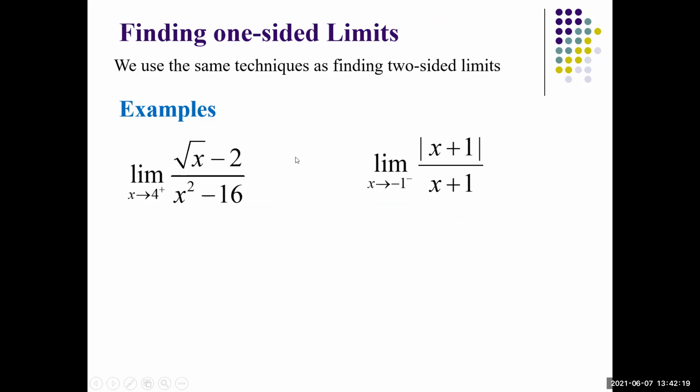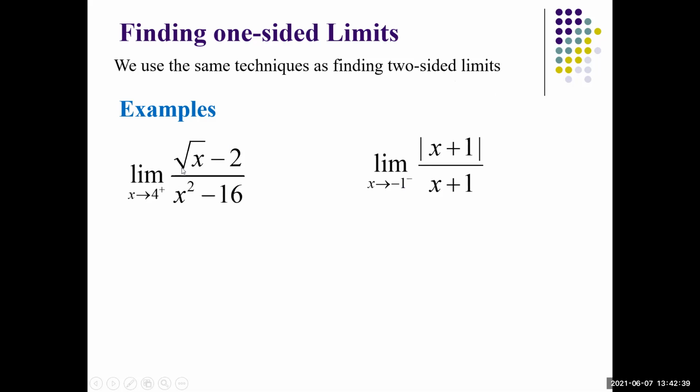Now, when we find limits on one side, we basically use the same technique we learned for finding two-sided limits. So there's no difference. In fact, I think it's actually a bit easier.